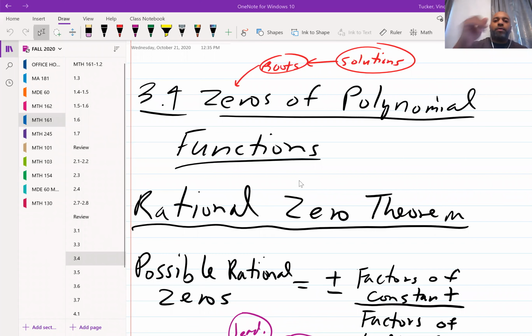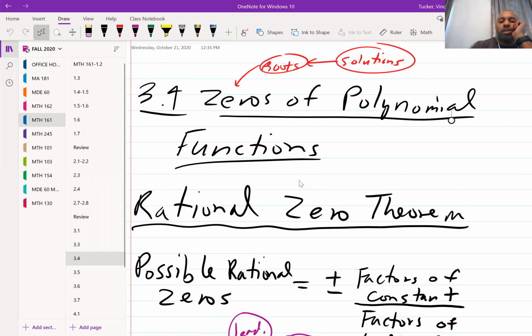All right, so 3.4, it's called zeros of polynomial functions. Zeros is another word for roots, which also is another word for solutions. So if you've never seen root used in that fashion before, I know you've seen solutions. So zeros, roots, solutions mean the same thing.